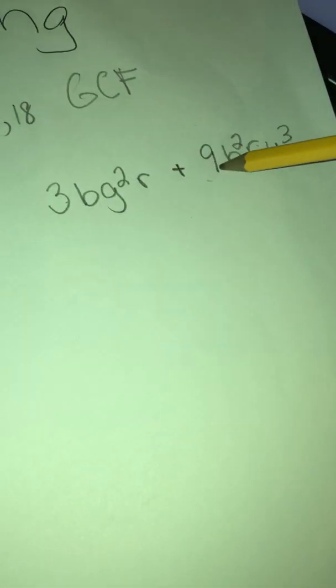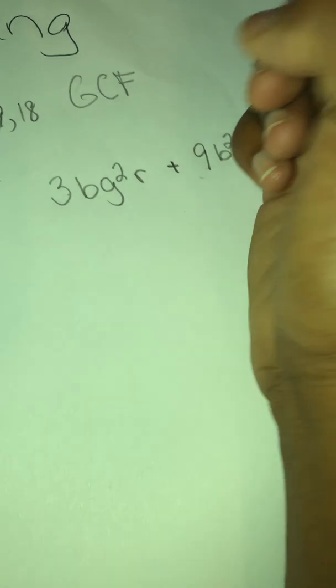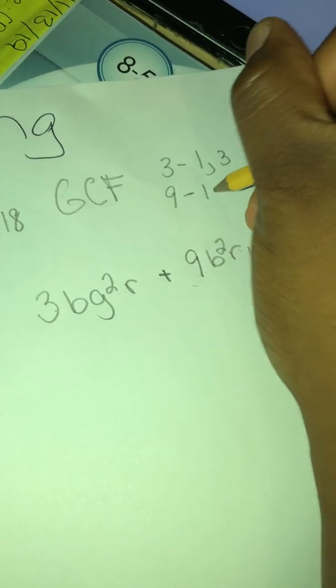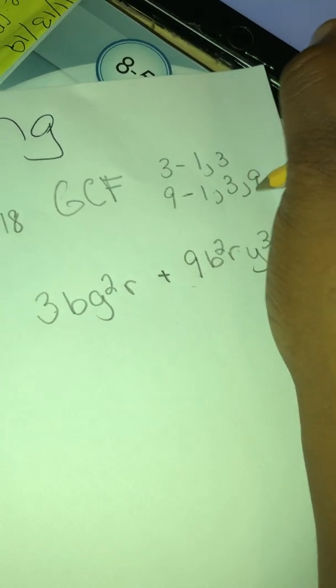So what I first need to do, I need to write on top what I have. So I have 3 as my number here, and I have 9 as my number here. 3 and 9 have a number that goes into each of them. They have a GCF, and that is 3. So here, I just want to do it on the side. So 3 gives me 1 times 3, and then 9 gives me 1, 3, and 9 as factors. So seeing that the biggest number that they have is 3, that's the number I'm going to use.